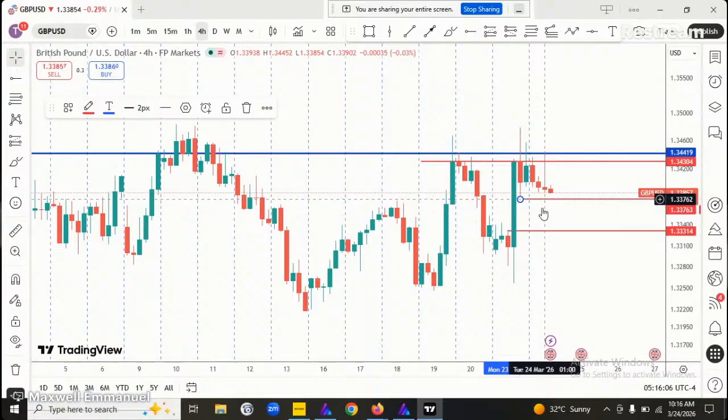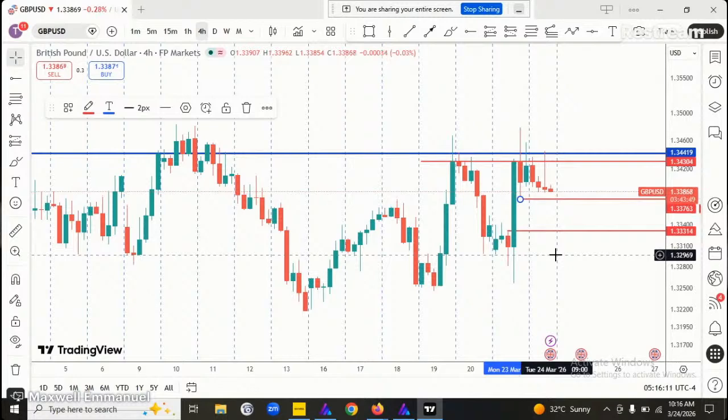I would love to see price pull back to fill this fair value gap before going bullish. That's my take on GBP USD.